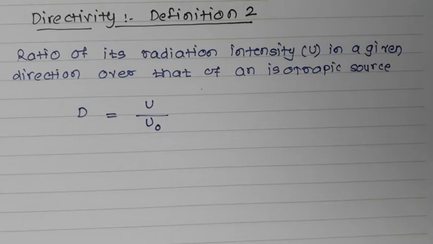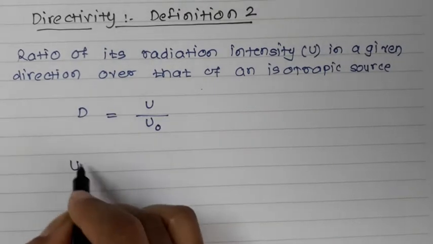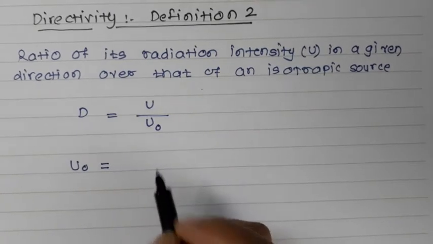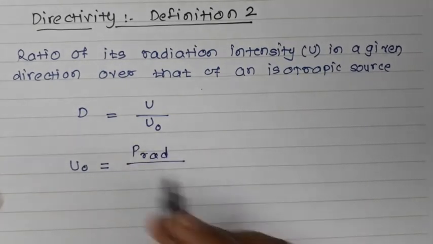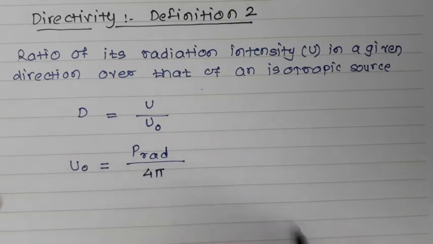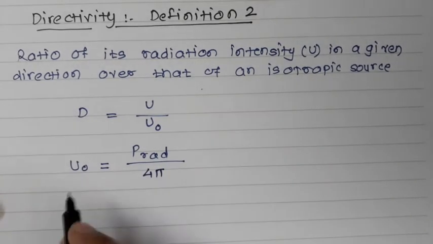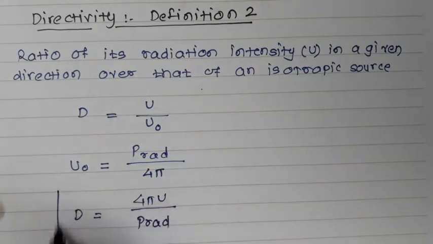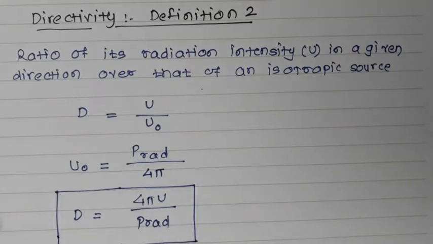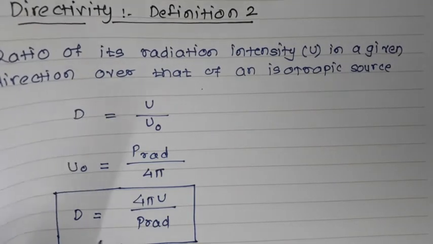As we have already seen, U0 is the radiation intensity of an isotropic antenna, which is P radiated divided by 4 pi watts per steradian. If we put all these into this equation, the directivity will be 4 pi U divided by P radiated. So this is all about the second definition of directivity.